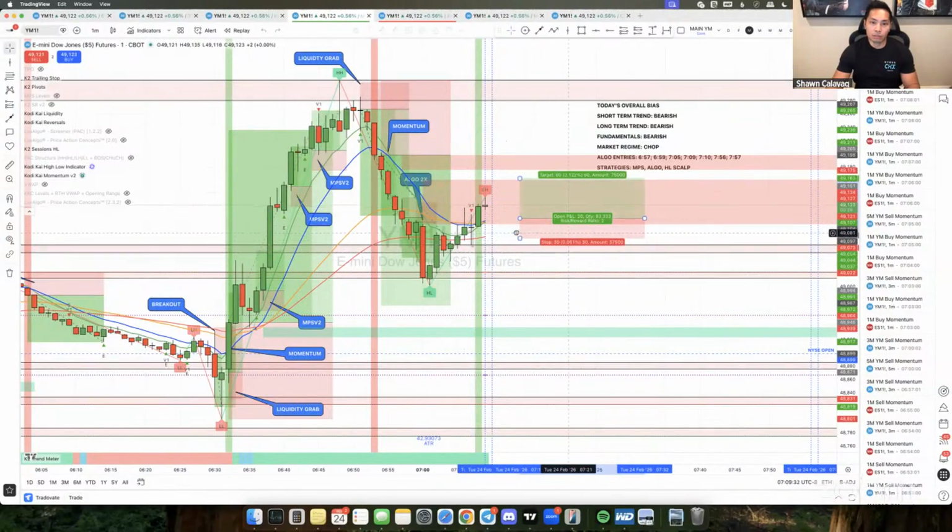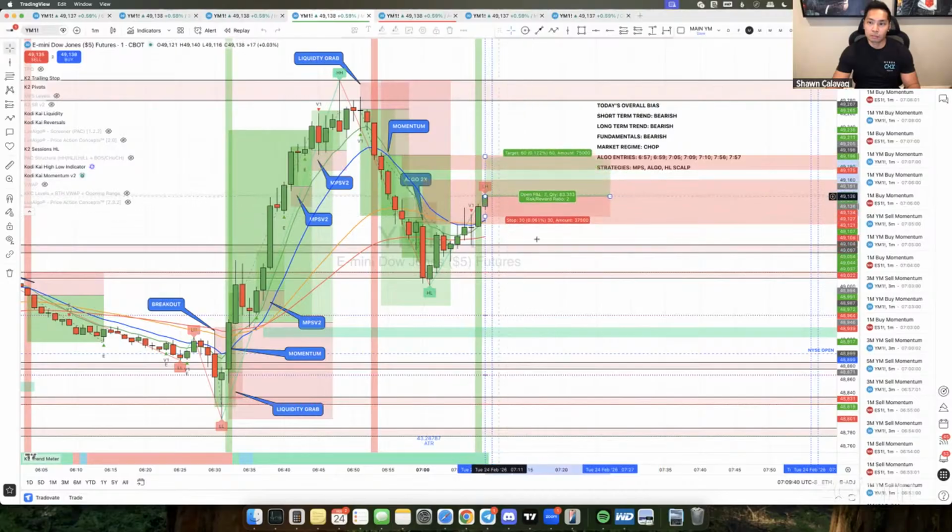So I actually would like to see this candle close red, because if it closes red, we can see an MPS pattern set up right there. But if you guys are looking to jump into this, this is an algo entry for a buy. Could probably push up to the next level of liquidity up there.